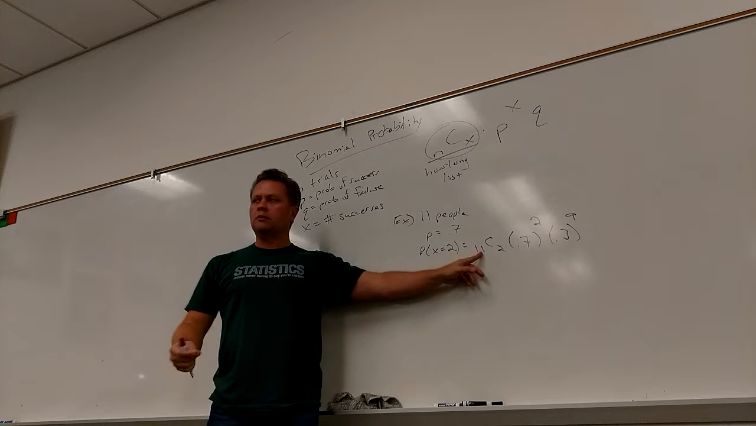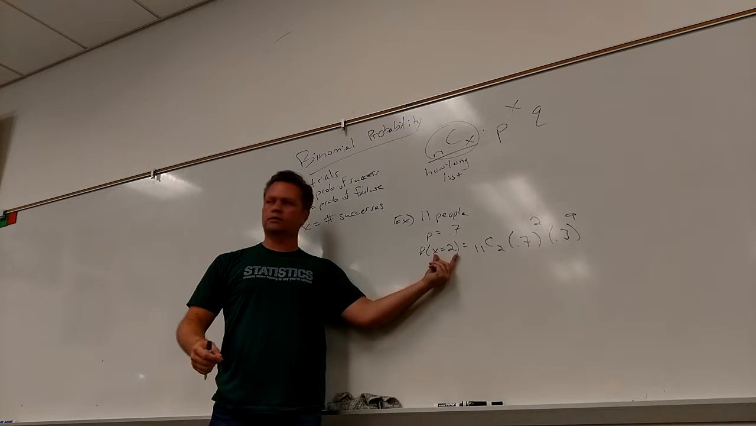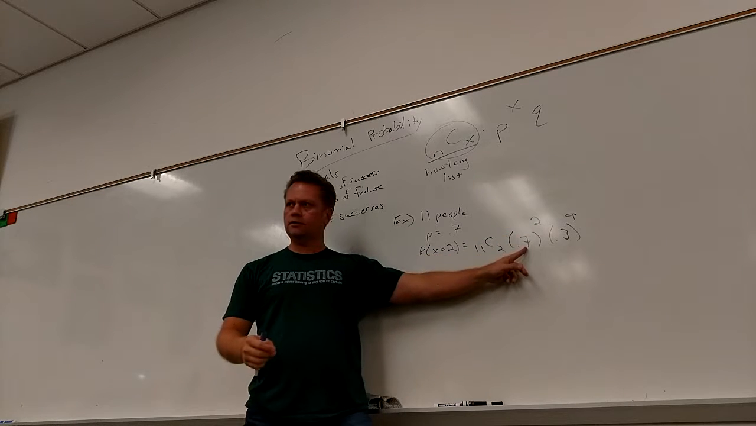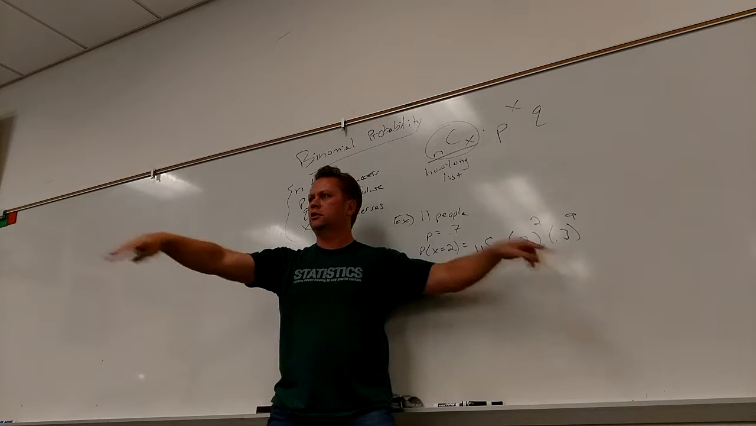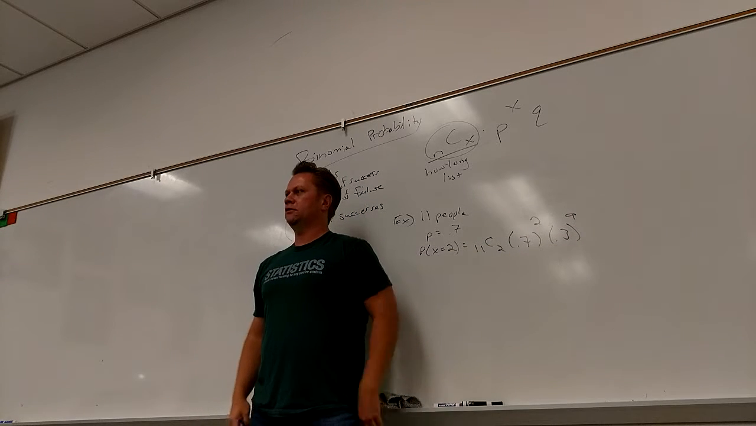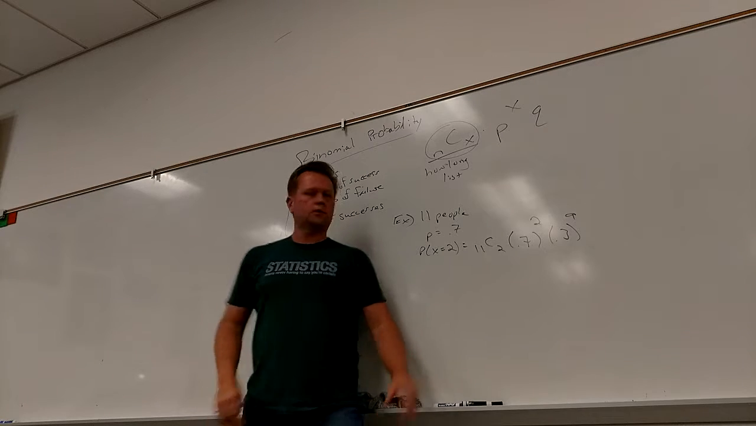How many? I've got 11 people. I'm going to choose 2 of them to do this thing. So I have 2 successes, 2 people doing what I'm looking for. That must mean the other 9 are doing something else. Right? They're failures. Crazy people. I like it.